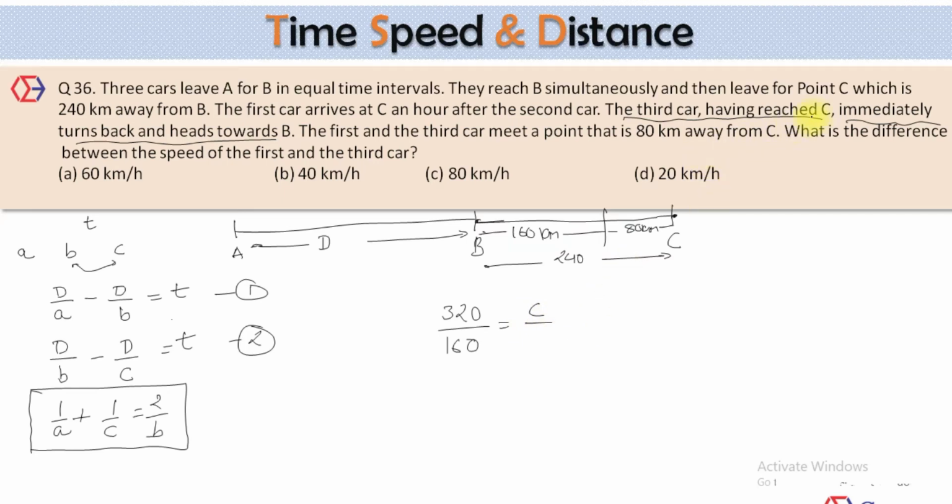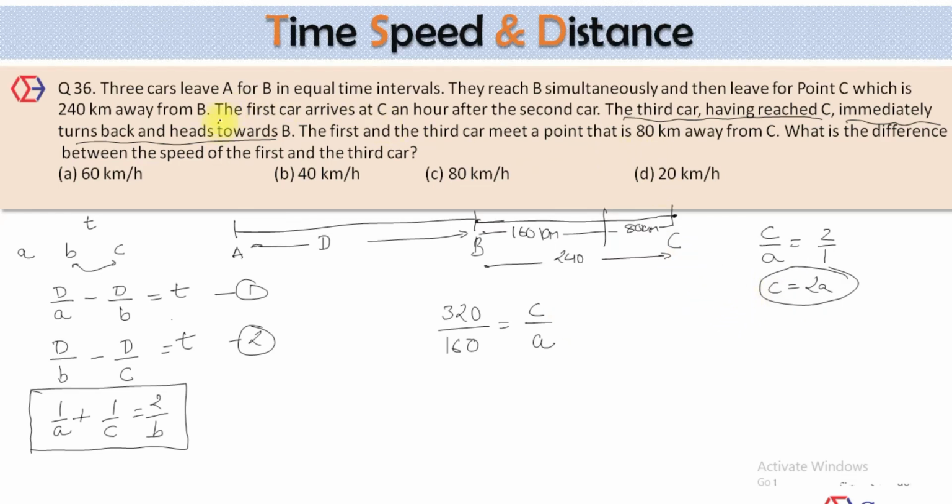The third car having reached C immediately turns back and heads towards B. The first and the third car meet at a point that is 80 kilometer. So this is the first car. So C by A becomes 2 is to 1. So C can be replaced by what? 2A. Yes or no? So I have a relationship between A and C. So let's try to establish a relationship between C and B or A and B also.